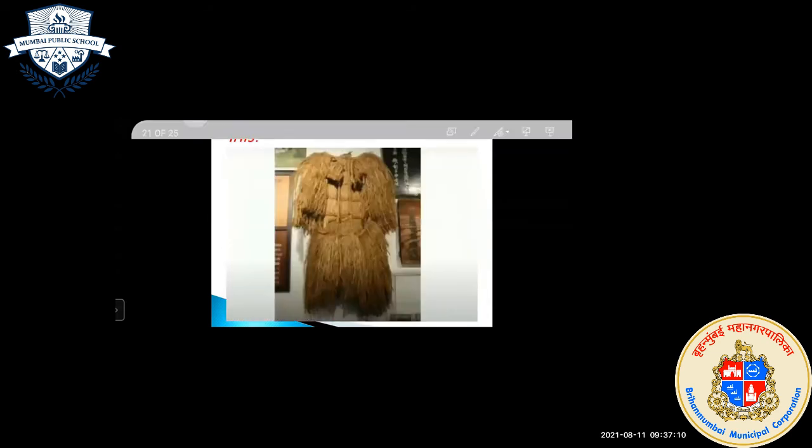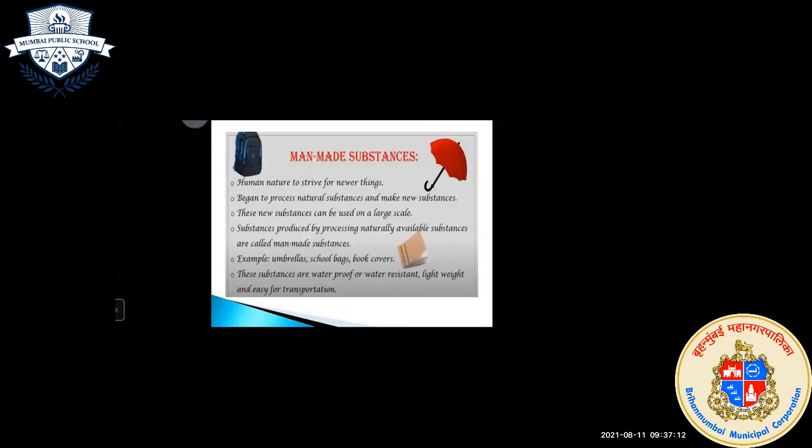We don't get them naturally. So why the man-made substances? Why are the substances made by man? It is human nature to strive for new things. We want newer things more and more. So we began to process natural substances and make new substances.